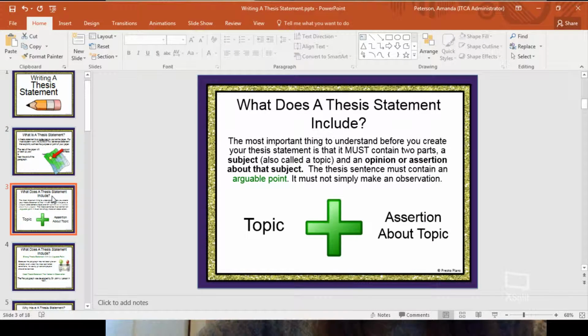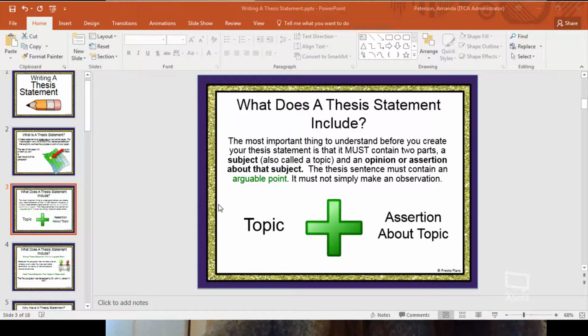Okay. So what does a thesis statement include? The most important thing to understand before you create your thesis statement is that it must contain 2 parts: a subject, also called a topic, and an opinion or assertion about the subject. This thesis sentence must contain an arguable point. It must not simply make an observation.